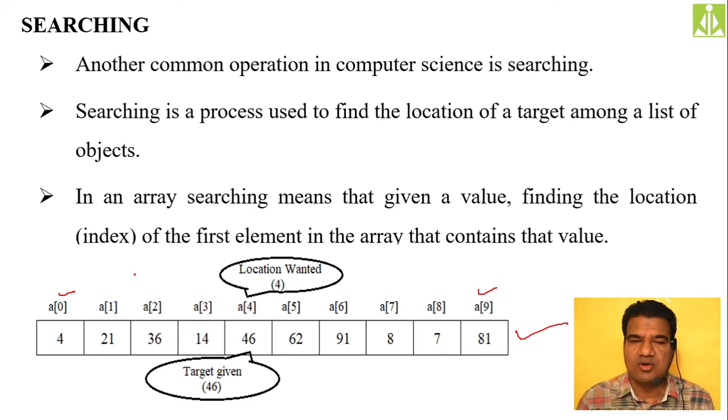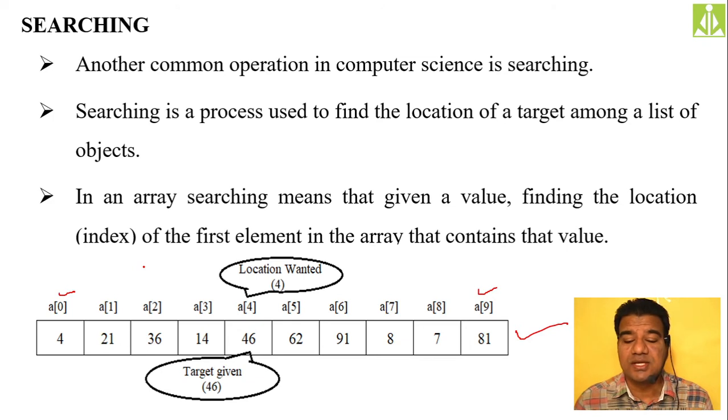Indirectly, after performing the search, if the target exists inside the list, we are returning the location. At so and so location the search operation finds the target. And if the target does not exist in the list, we conclude that the target is not found inside the given list. So always when we perform the searching operation, we find the location of a target among a list of objects.